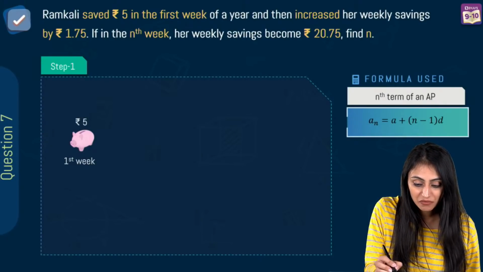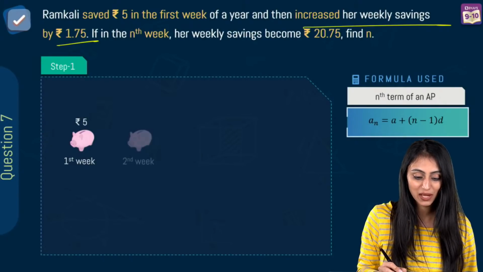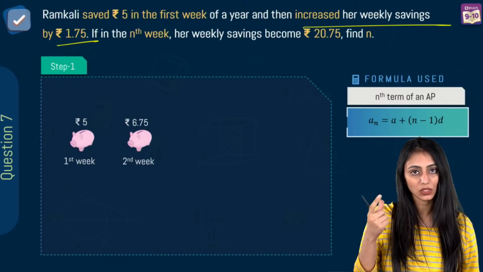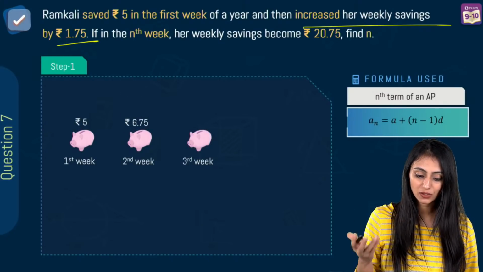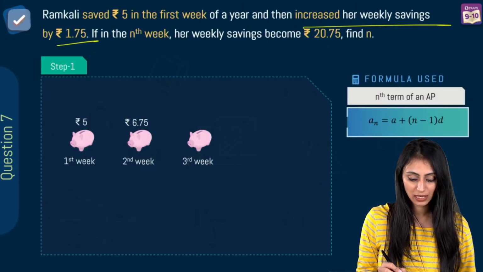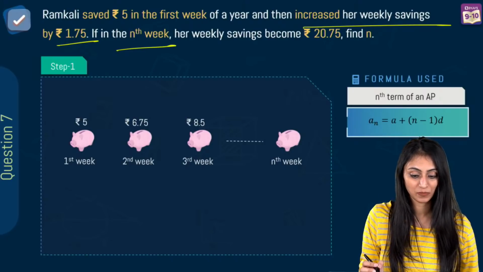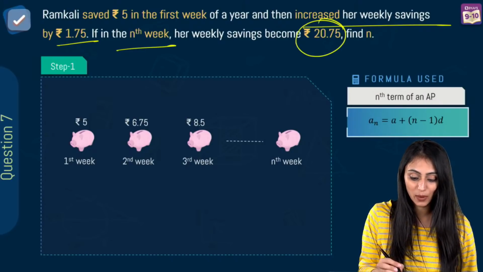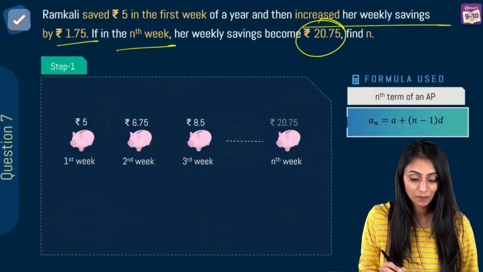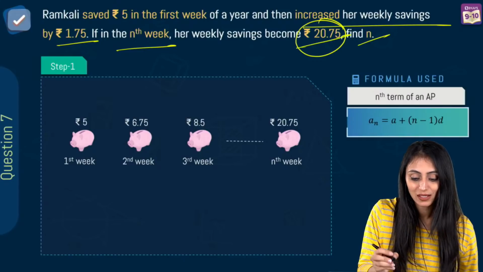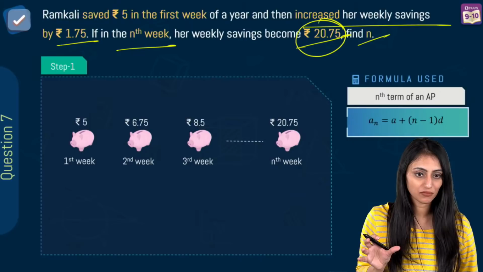In the first week, she is saving rupees 5. And then every week, her weekly savings are increasing by 1.75. So next week, she puts 1.75 to it. Total becomes 6.75. Again, in the third week, she puts 1.75. It becomes 8.5. Like this, we need to find out in the nth week her weekly savings become 20.75 at the end. So what is that value of n? I need to find that week number when the total savings become 20.75.